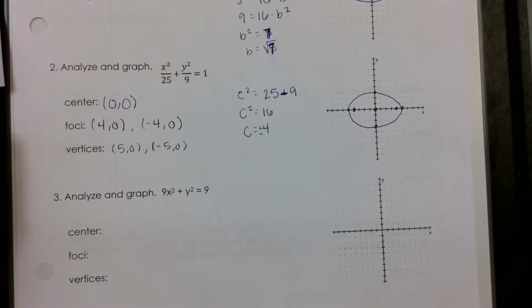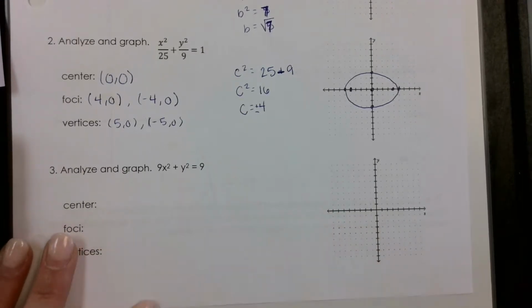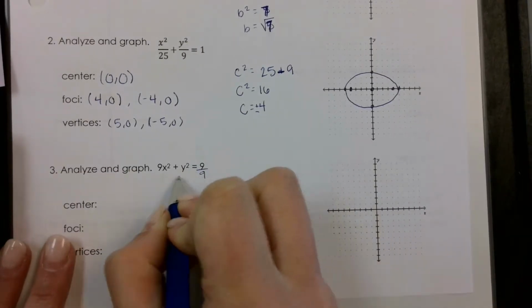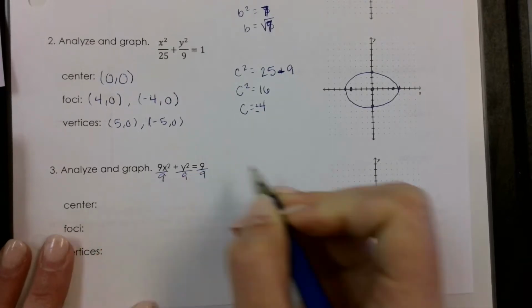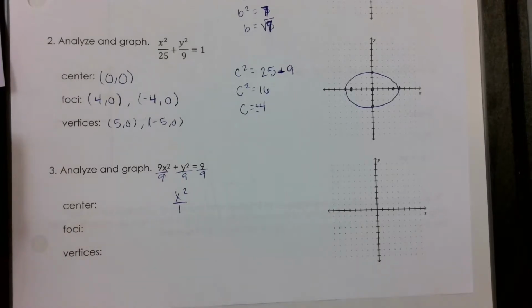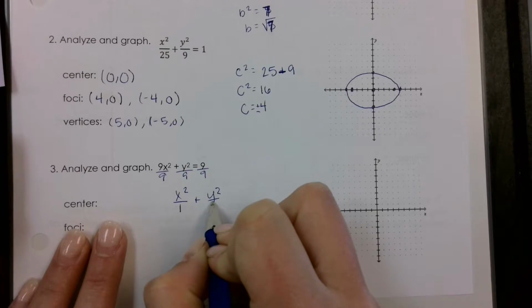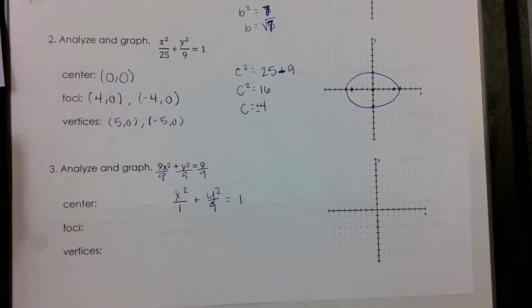Okay, looking at the next one, we've got 9x squared plus y squared equals 9. What's the problem with that equation? It doesn't equal 1. Anytime you've got an ellipse or a hyperbola, which we're doing tomorrow as well, it's got to equal 1. So how could we make this equal 1? Divide by 9. Then that's going to give you x squared over 1, because it's got to be over something, and y squared will stay over 9. The whole thing now equals 1.